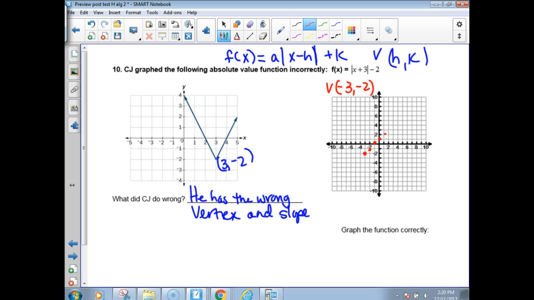Okay. And then that's the right branch. And the left branch is up 1, left 1. So he didn't have this thing shaped right even. He made it too narrow, as you know. So then Miss Heimer would have marked it wrong. Sorry, CJ.